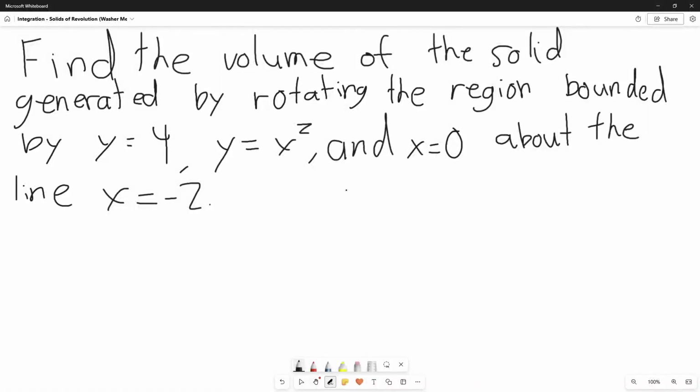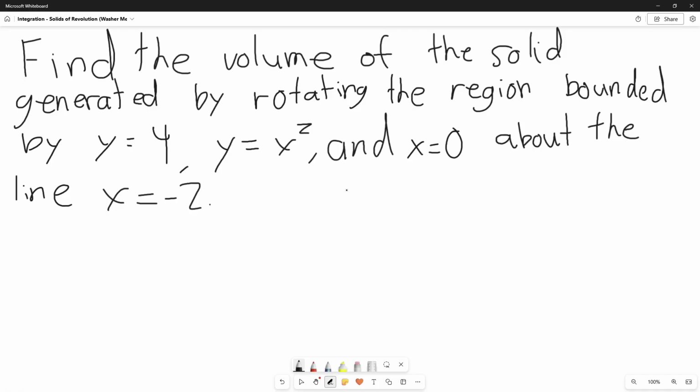Now, let's do another practice problem. If you think you know how to do this one, pause the video and try it. This one says find the volume of the solid generated by rotating the region bounded by y equals 4, y equals x squared, and x equals 0 about the line x equals negative 2.